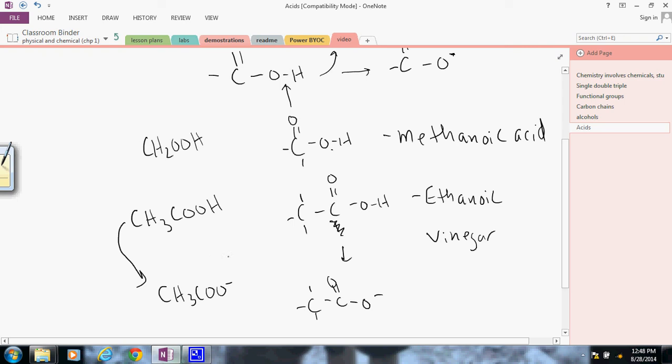So again, because it's always on the end, we don't really have to tell where it's located. So acids are quite simple. We have this little functional group right here that's on the end of it. And simple as that. Thank you very much.